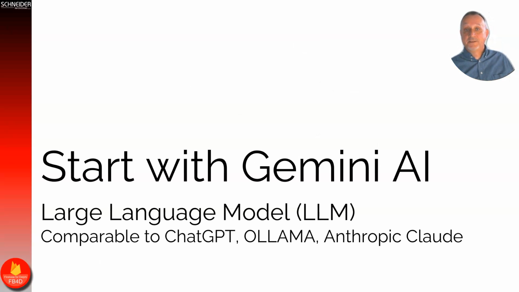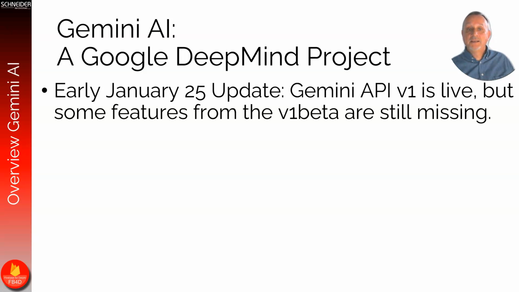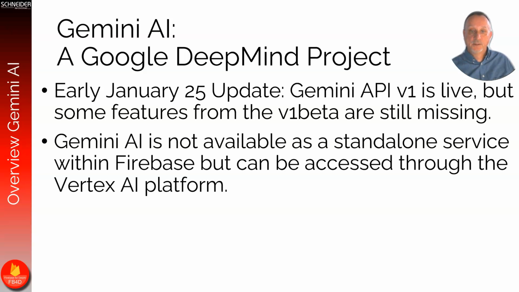Let's start with the introduction into Gemini AI, which is a large language model comparable to ChatGPT, Llama or Anthropic Claude. Gemini AI is a Google DeepMind project. Google is still working hard on changing the API and the models. The interface of Gemini AI is now available in version 1, but not all functionality is already included, which is why I still recommend using the older version 1 beta.